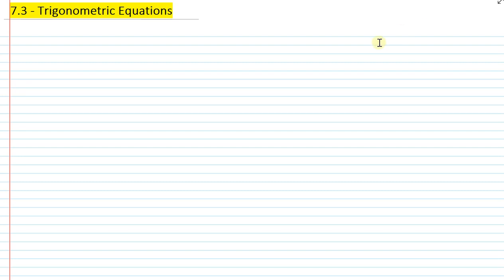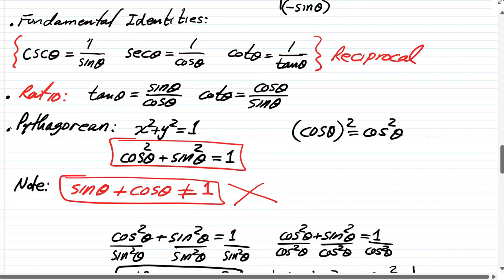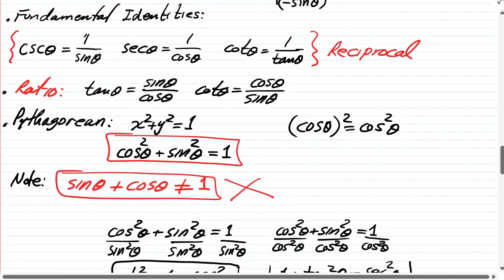Alrighty, let's take a look at trig equations. Now to do trig equations, I'm going to go back to one of our earlier lectures, a while back, when we first defined trig functions and the properties of trig functions. We introduced some fundamental identities earlier.